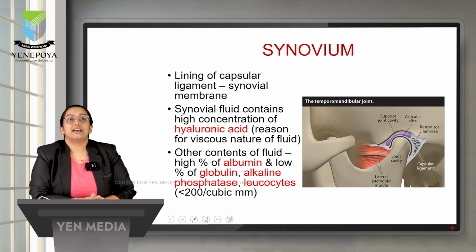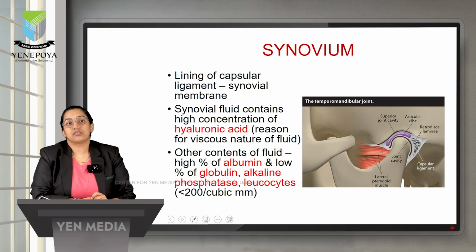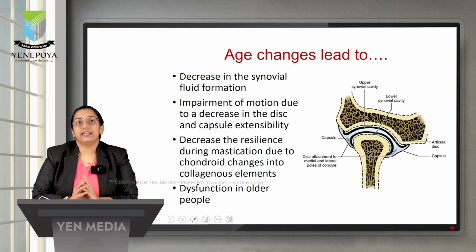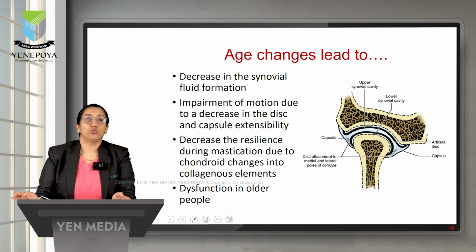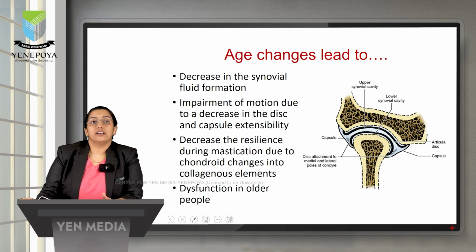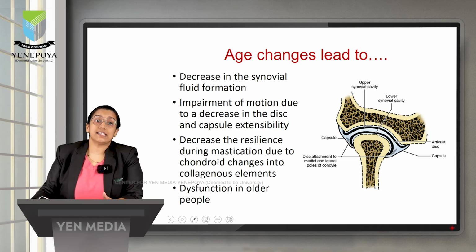synovial membrane is a lining of the capsular ligament. Synovial fluid contains a high concentration of hyaluronic acid, and there are other contents like albumin and a very little percentage of globulin, alkaline phosphatase and leukocytes. Age changes in the joint lead to a decrease in synovial fluid formation. There will be impairment of motion due to a decrease in disc and capsule extensibility, and decreased resilience during mastication due to chondroid changes into collagenous elements, causing dysfunction in older people.